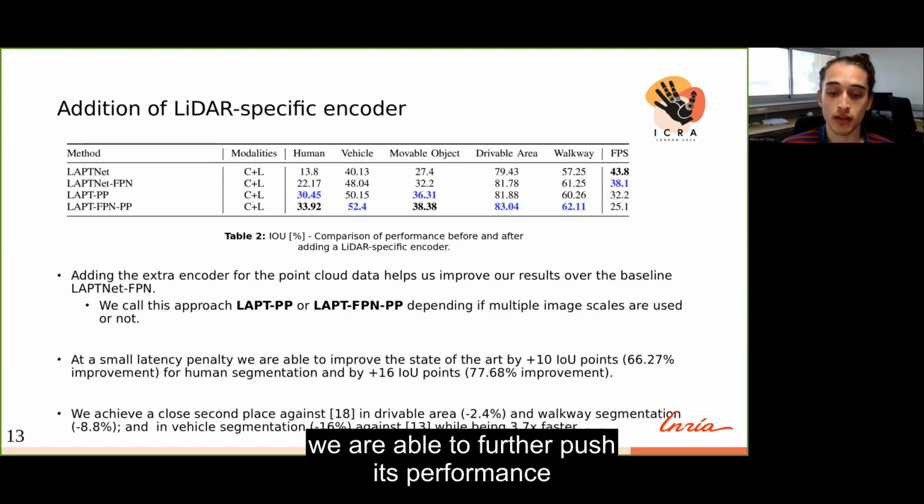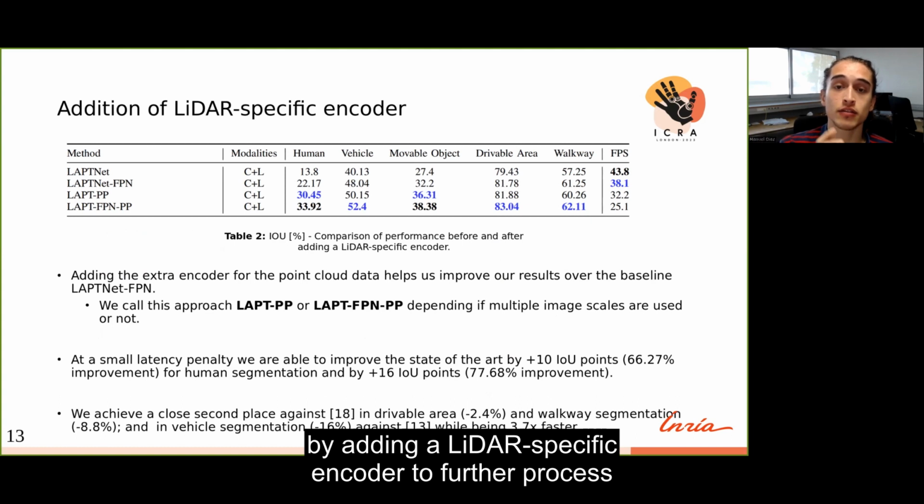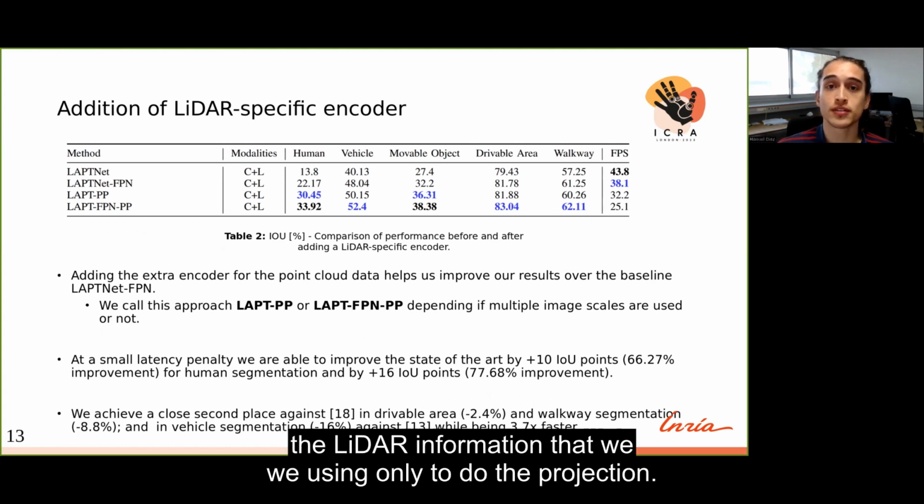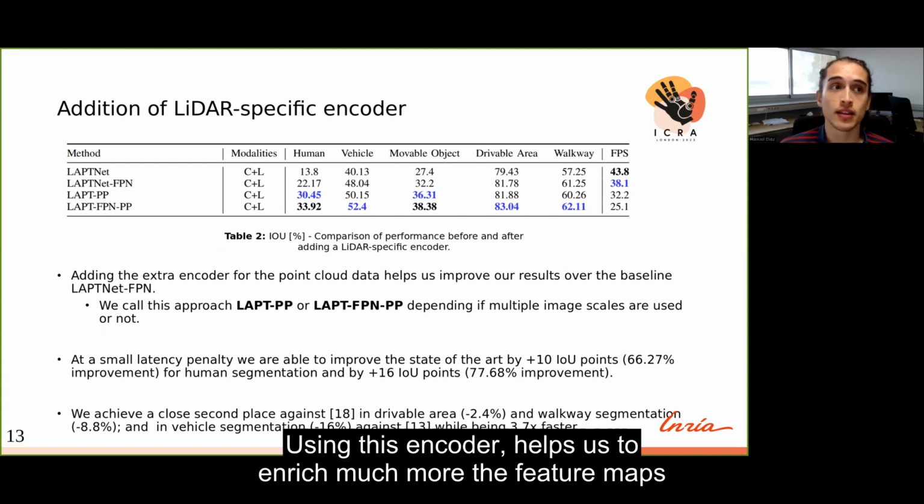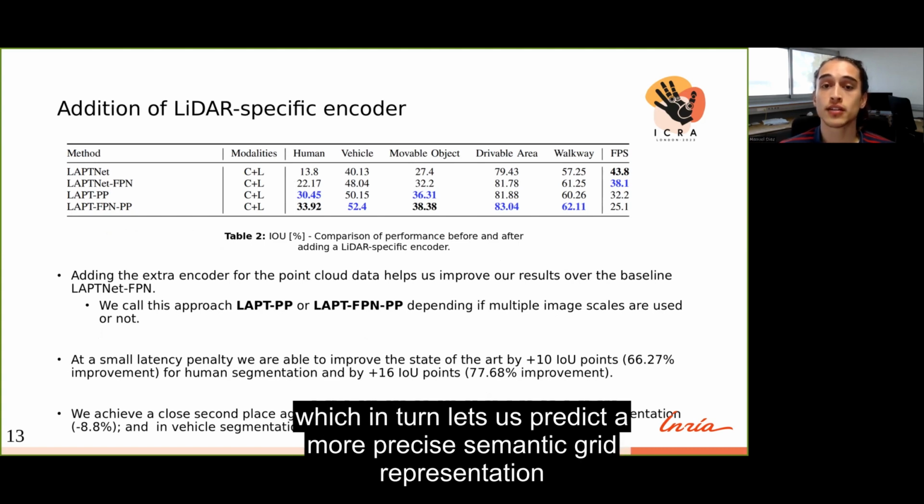We see that we are able to even further push our method's performance by adding a LiDAR-specific encoder to further process this LiDAR information that we were before only using to do the projection. Here we can find that using this encoder helps us enrich much more these feature maps, which in turn lets us predict a much more precise semantic grid segmentation.